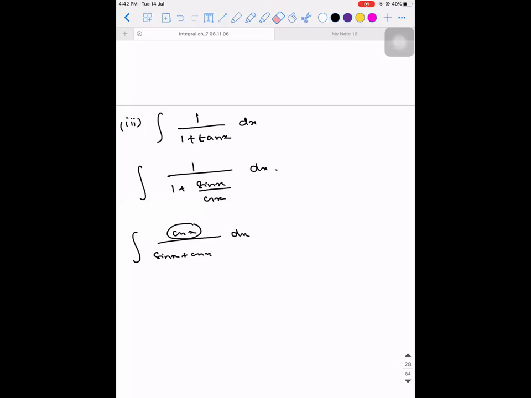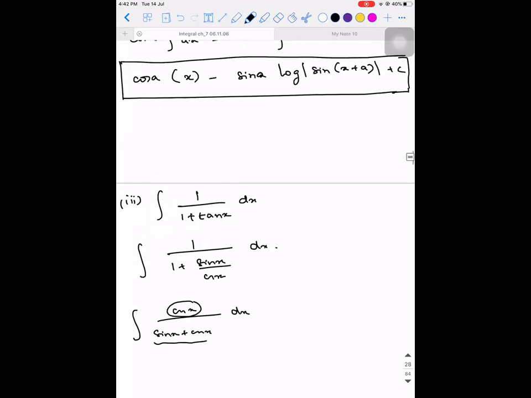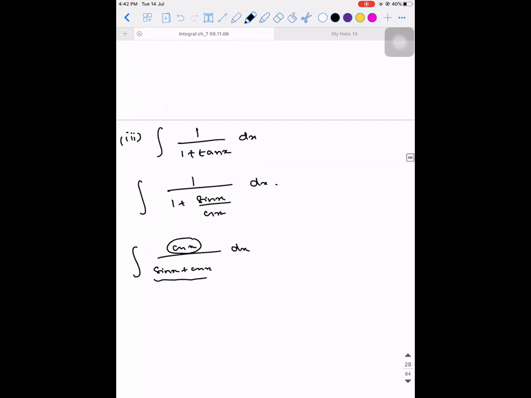If you observe this, in this question, I have sin x plus cos x. So what are a and b? 1, 1, right? So I will multiply and divide it with root 2. So if I do that, I get the integral of cos x divided by root 2 into 1 by root 2 sin x plus 1 by root 2 cos x into dx.